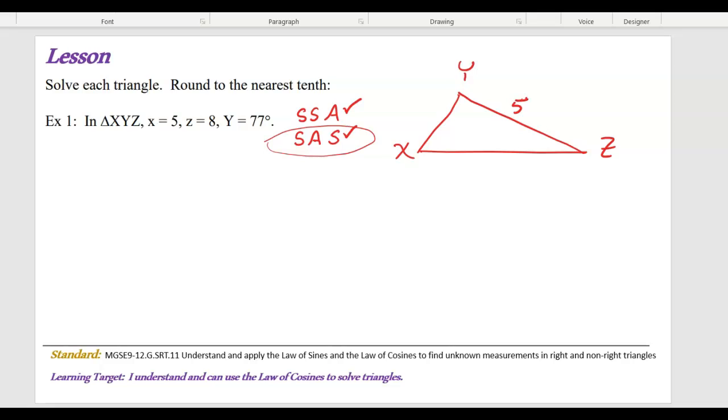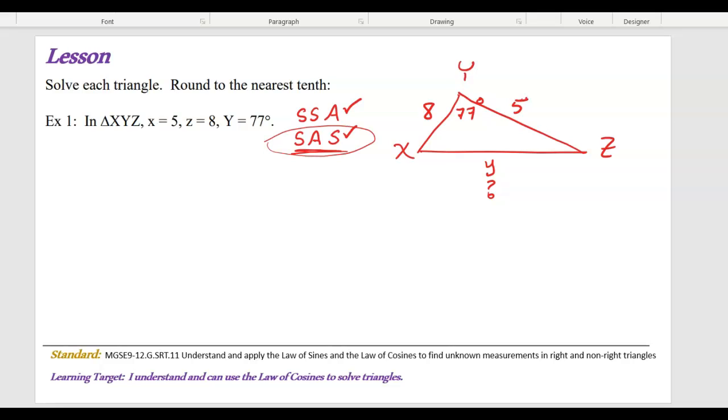8 is the length of side z. That's going to be opposite angle z. So there's 8. And then you can see that y is between. This image is called side, angle, side: 2 sides and the included angle. Anytime you're given 2 sides and the included angle, you're going to dive straight into the law of cosines, and you're going to try to find side y first.